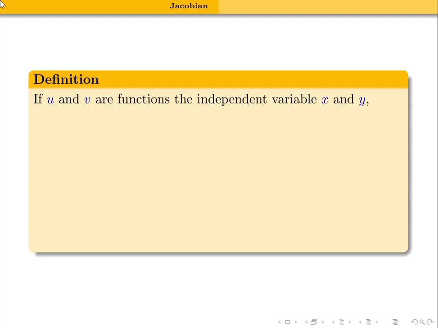So welcome to this session. Now we go to see the next topic, which is Jacobian.